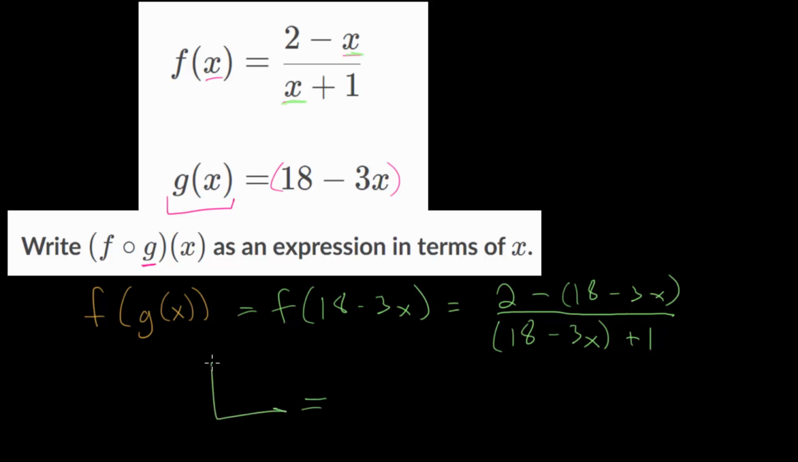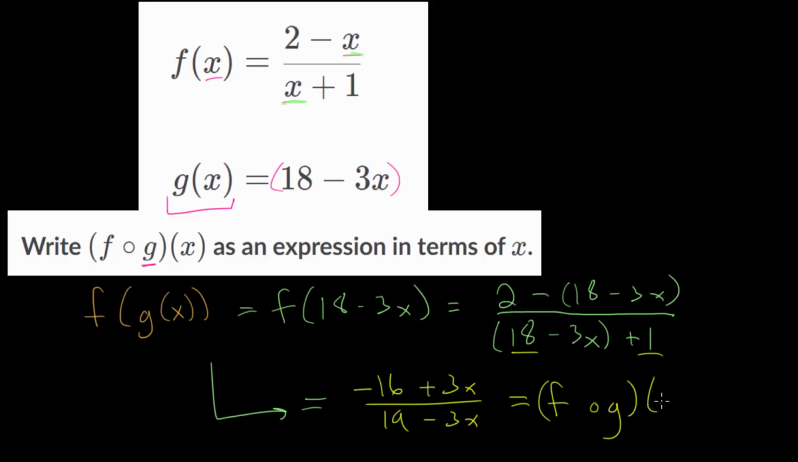Now, let's simplify everything. We have 2 minus 18, which is negative 16. And we are also subtracting negative 3x, which is the same as adding 3x. And in our denominator, we have 18 minus 3x plus 1. So we can combine like terms. 18 plus 1, that is 19. And we can subtract 3x from that. So this expression here is our f of g of x. This is our composite function written as an expression in terms of x.